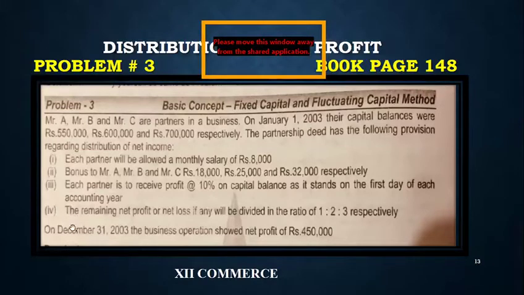The condition I'm going through, what is the condition we are talking about? The remaining net profit and loss is divided in the ratio of 1:2:3. ठीक है, ये आपका distributing ratio रहेगा. I proceed.